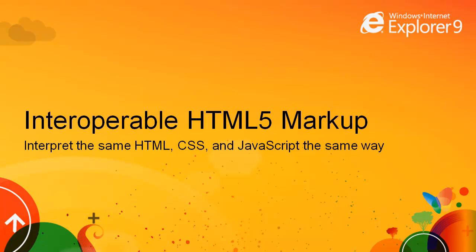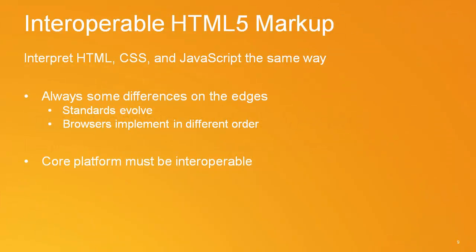So let's see what interoperable HTML5 markup means and how it plays. We're going to be talking about how Internet Explorer 9 interprets the same HTML, the CSS, and the JavaScript in the same way as other browsers. And this is an expectation that from now on developers can rely on in building their applications. So interoperable HTML5 means interpreting HTML, CSS, and JavaScript in the same way.